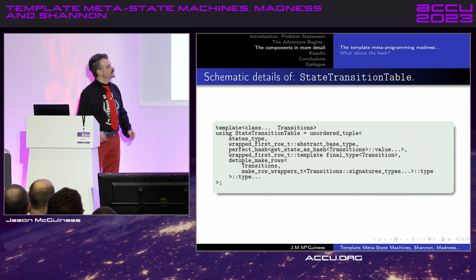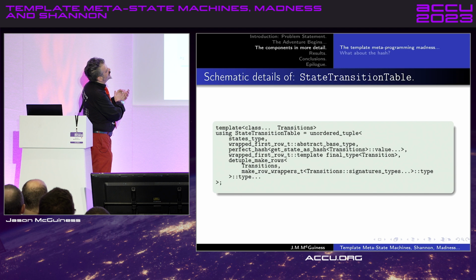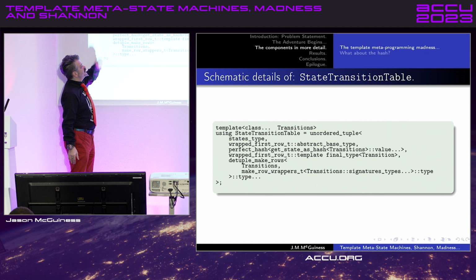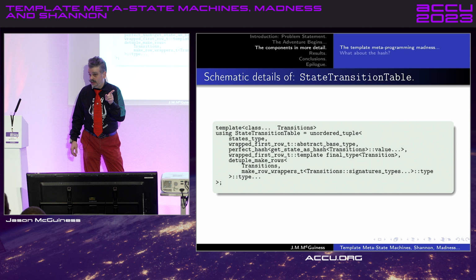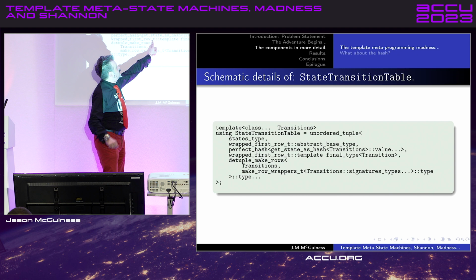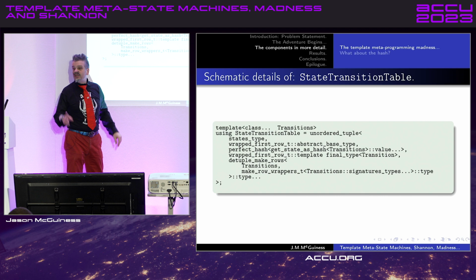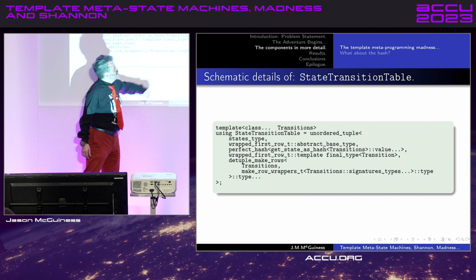Okay, how exactly do we create this state transition table? Well, obviously, as I said, we need to know the type of the states. Jolly good. We want to wrap the first row. There's a cheat here, for the bar. A very ugly cheat. We have our abstract base type. We have our perfect hash, which I shall explain later. And we want to get the state of the hash from the transitions and the state value in it.